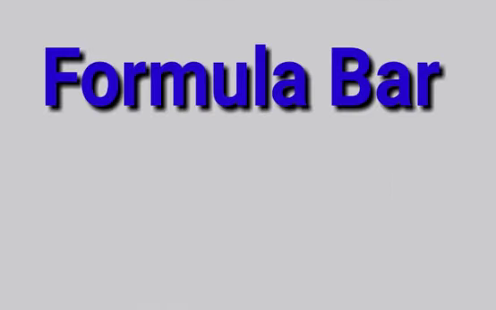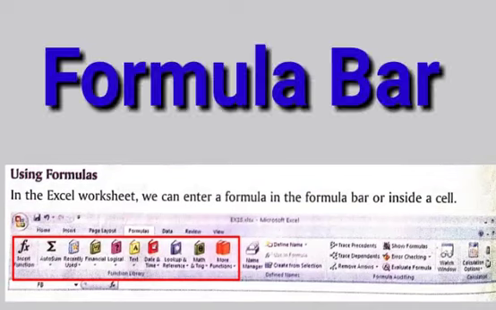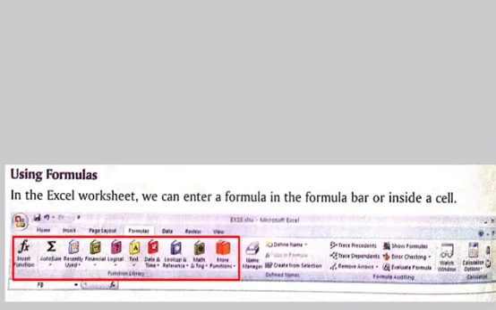Children, look at this formula bar which we use in MS Excel. The fx function is known as insert function. The sigma function is known as Autosum. The next one is recently used. The fourth one is financial. Fifth one here is logical. Sixth one is text function. Seventh one, date and time. Eighth one, lookup and reference. Ninth one, maths and trigonometry. 10th one, more functions. And 11th one, name manager.